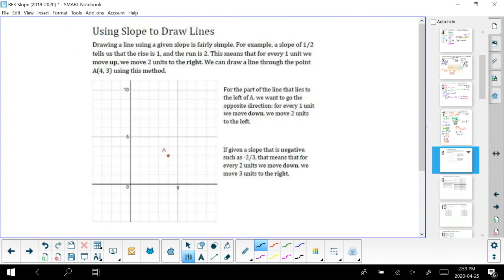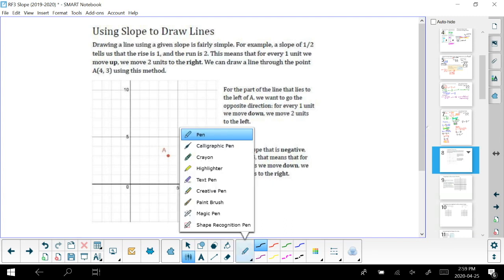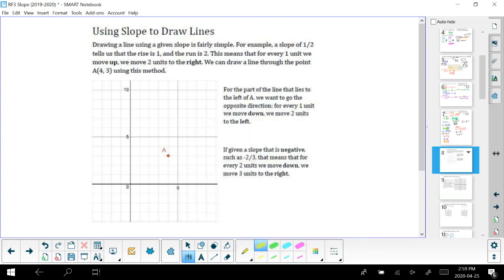The last part of today's lesson will be using slope to help us draw lines. So we'll take a look at this first example. We have a point here, point A, which happens to be at 4, 3. We want to be able to draw two lines through this point using two different slopes. So the first example here, we'll look to see what happens if we have a slope of 1/2. It means that your rise is 1 and your run is 2. So for every 1 unit we move up, we're going to move 2 units to the right.